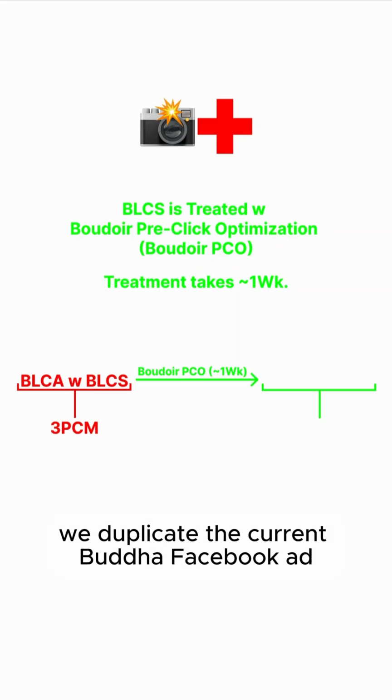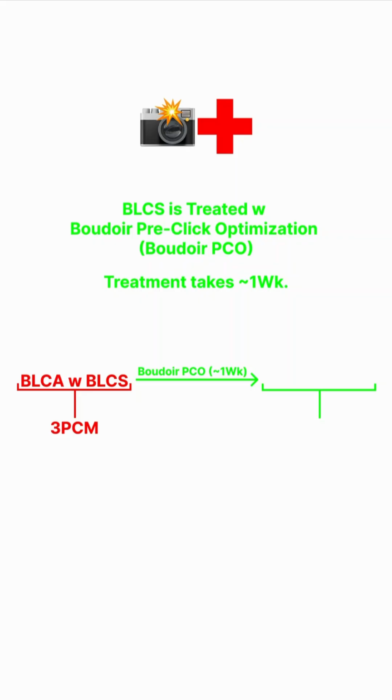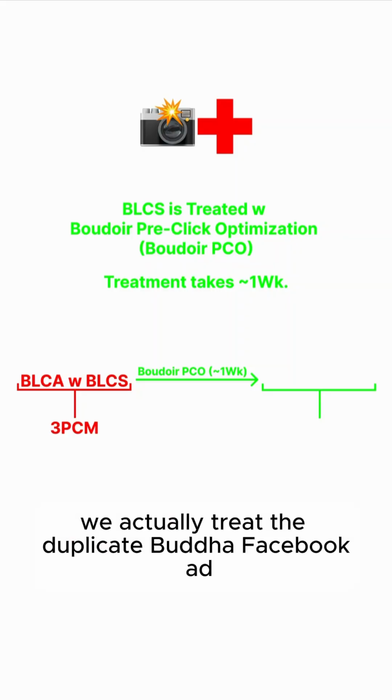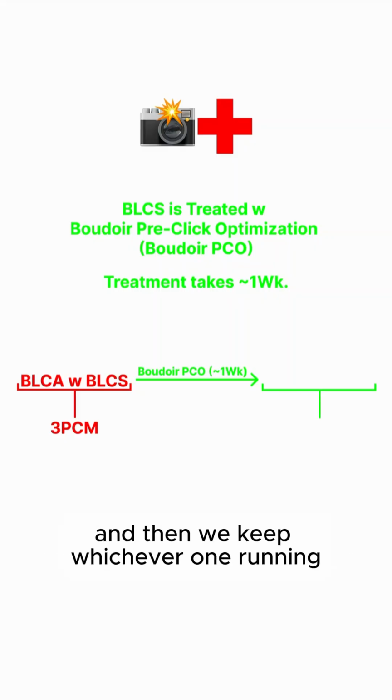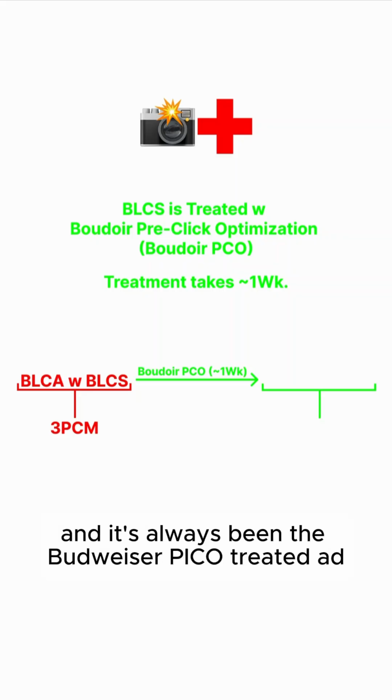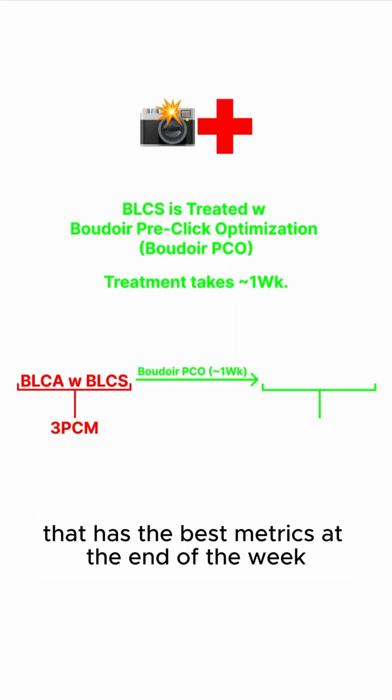And what we do is we duplicate the current Boudoir Facebook ad, leave the original as it is, and we actually treat the duplicated Boudoir Facebook ad, and that takes about a week. Then we keep whichever one running has the best metrics. And it's always been the Boudoir Pico treated ad that has the best metrics at the end of a week.